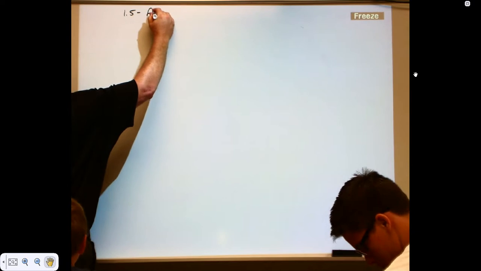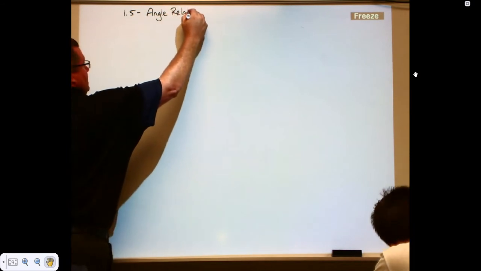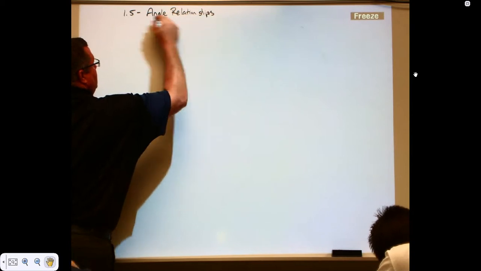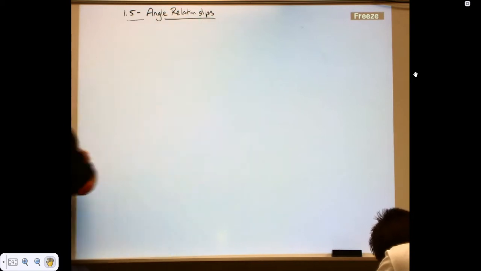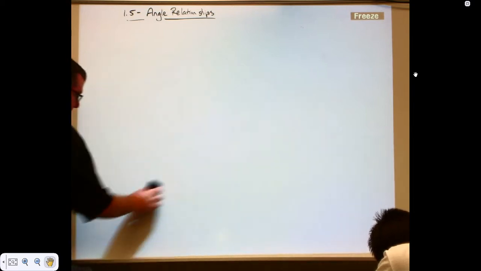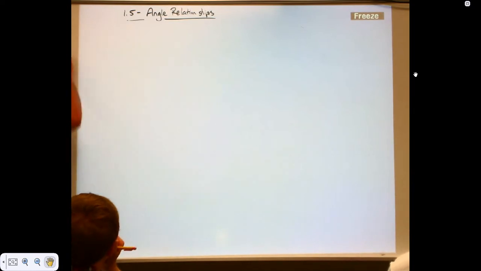This chapter? Angle relations. A lot to this section. It's not that bad, but there's a couple of things, really a lot of things that you'll use over. It's a very important section. A lot of things you use over and over and over and over again.